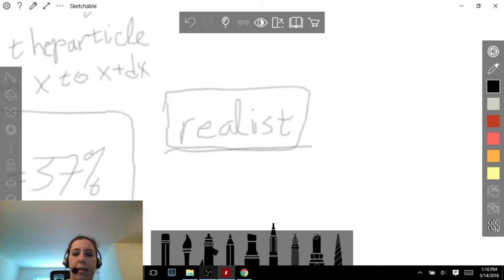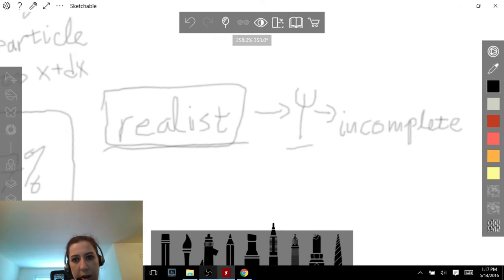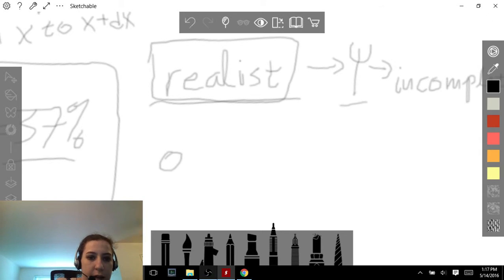So in this idea, it would be that psi is incomplete. For this position to be true, it would have to be that the wave function does not describe everything about the particle, because we measured it to be at point C, and that's where it was all along. Okay, the next position that Griffiths outlines is the orthodox position. And spoiler alert, this is the one that's actually real.